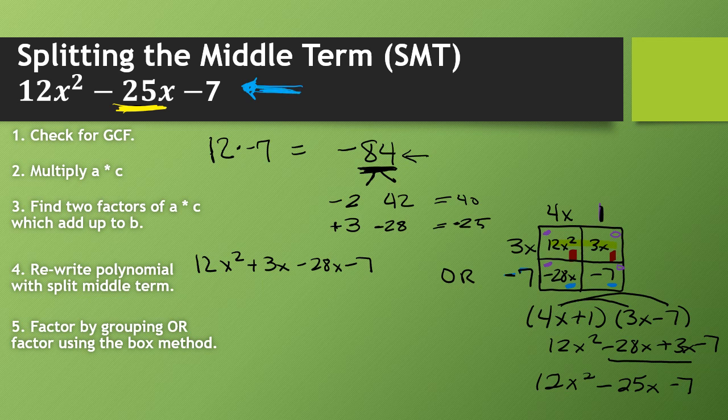If you want to do the grouping, I will go through that process very quickly. So if you group, our third term's negative, so I really want to write that as plus a minus. You will group the first two terms together.